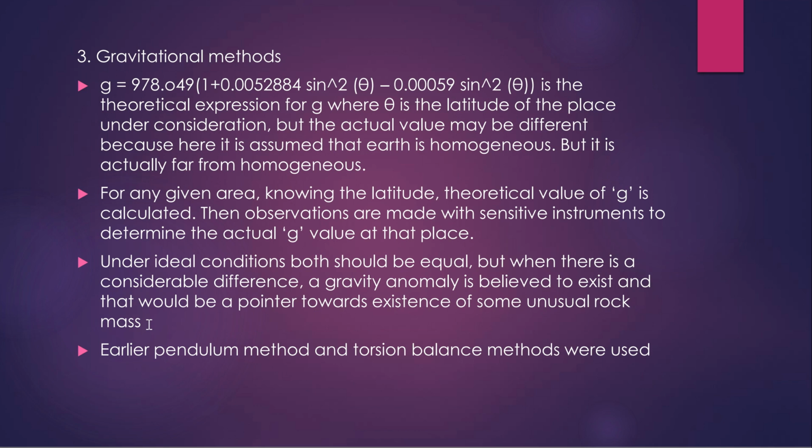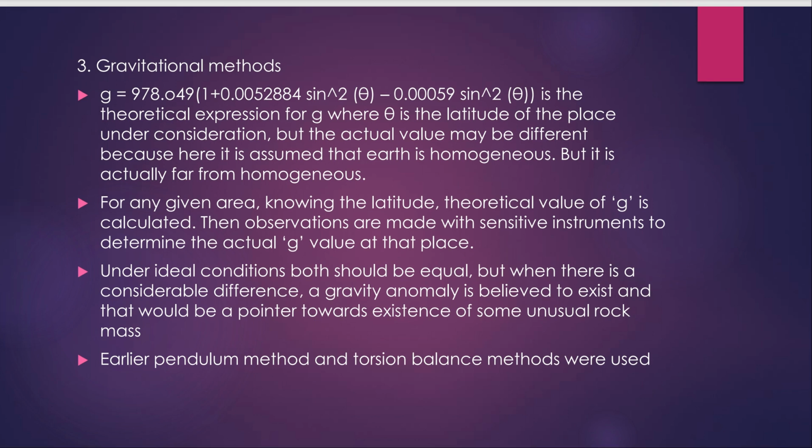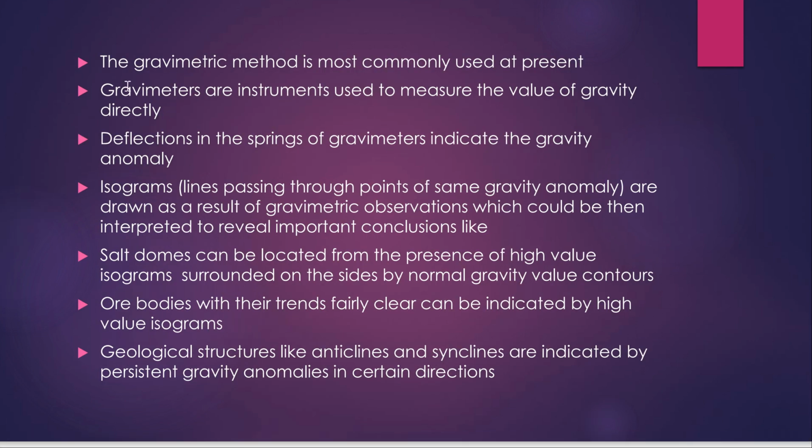Earlier, to find the actual value of G, the pendulum method or torsion balance method was used, and at present the gravimetric method is most commonly used. Gravimeters are instruments used to measure the value of gravity directly. So these instruments give us the actual value of gravity directly. Deflections in the springs of gravimeters indicate the gravity anomaly. So in this instrument, the gravity anomaly is also shown.